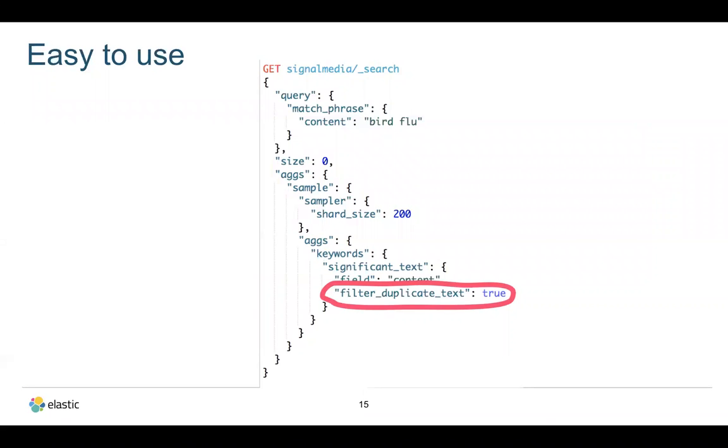So it's quite simple to use. All you do is you say filter duplicate text true. And then it will turn on this deduplication functionality.